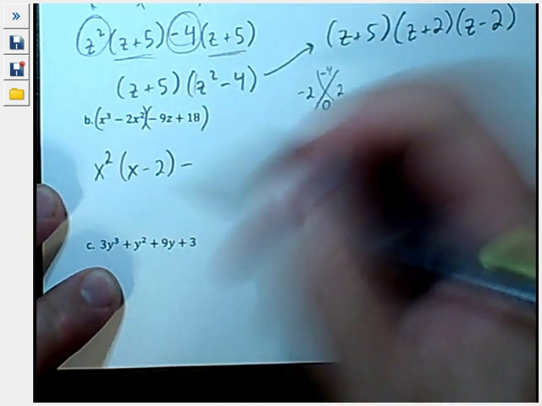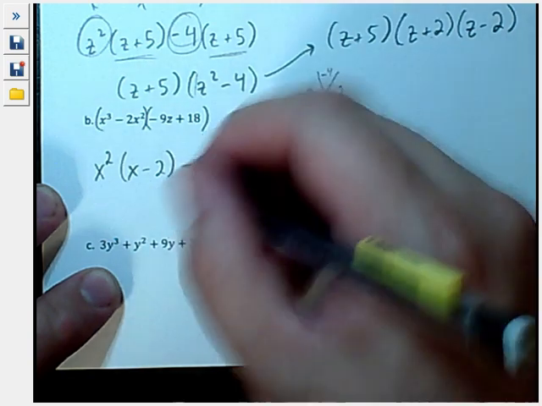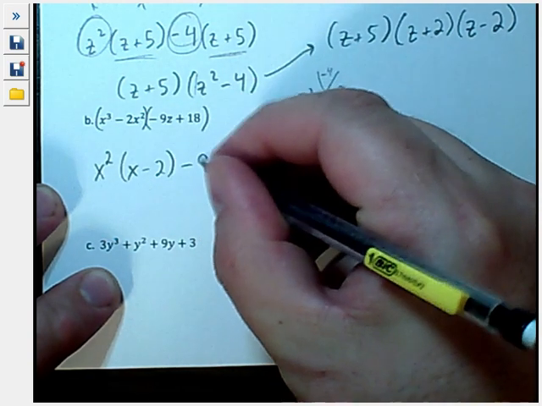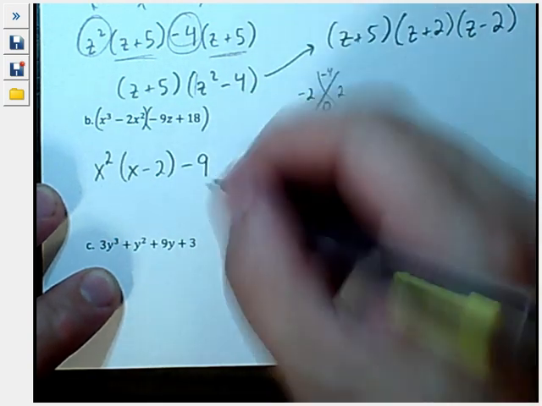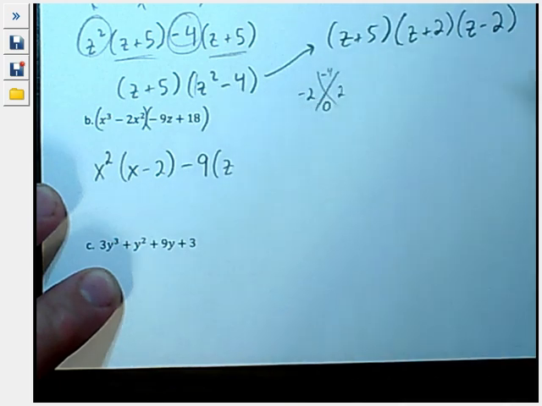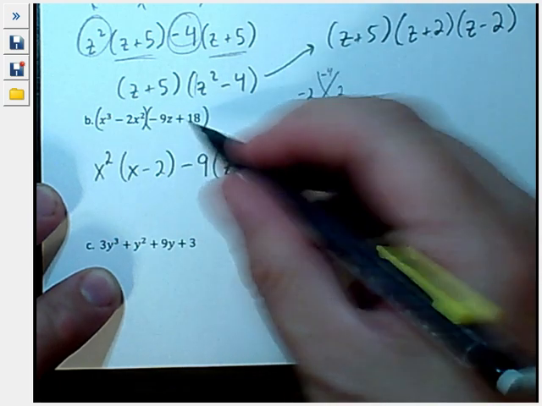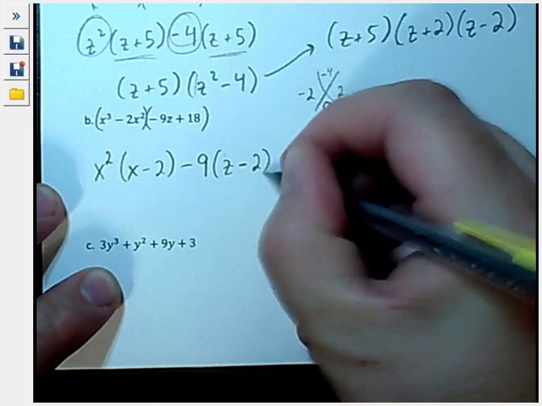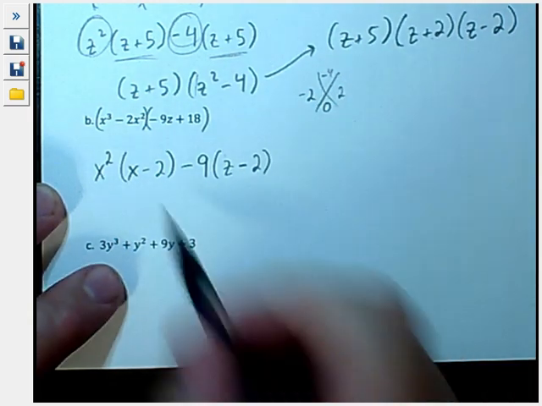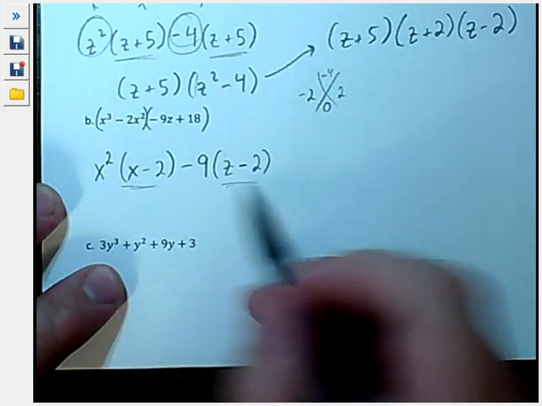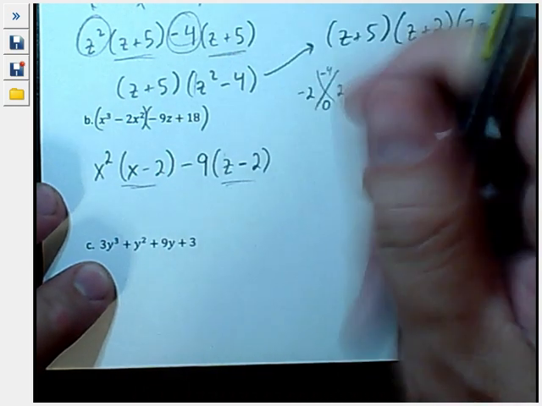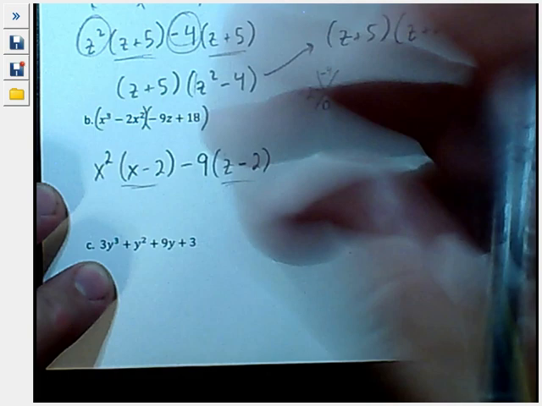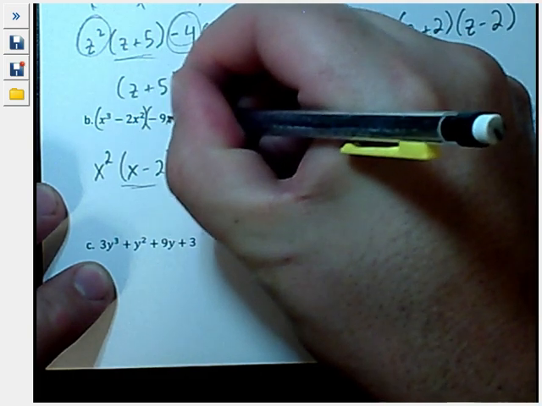9 and 18, we need the largest number that goes into both of those. The largest number that goes into 9 and 18 is 9. Right. Well, that means that there's just a 1 left, 1z. Okay. And then 18 divided by negative 9 is going to give us negative 2. So we wind up here and then here as one factor. Oh, I'm sorry. Oh, this should be an x. My apologies. This right here, this should be an x. My apologies.